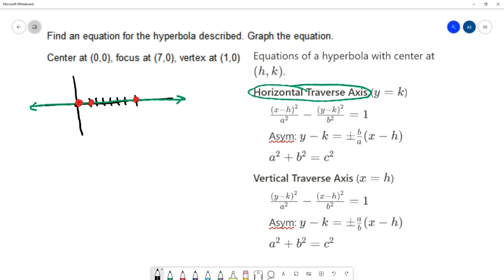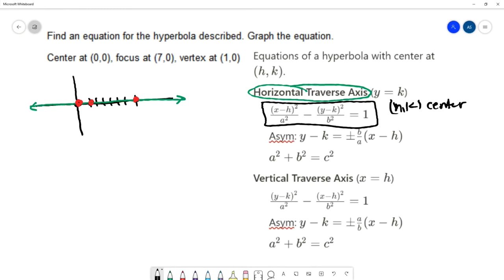So I know that the basic equation that I'm going to use is this one here. In order to fill that equation, I need to know the h and k. h comma k is the center of the circle. I also need to know a and b.